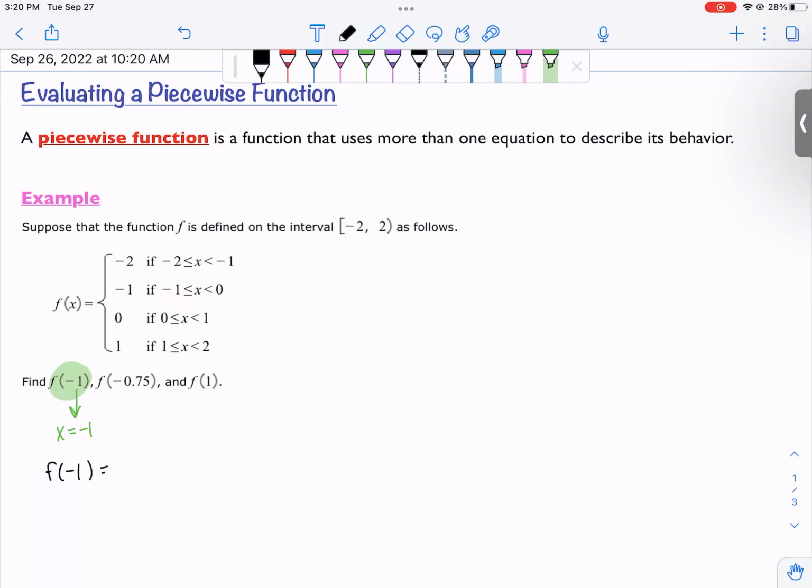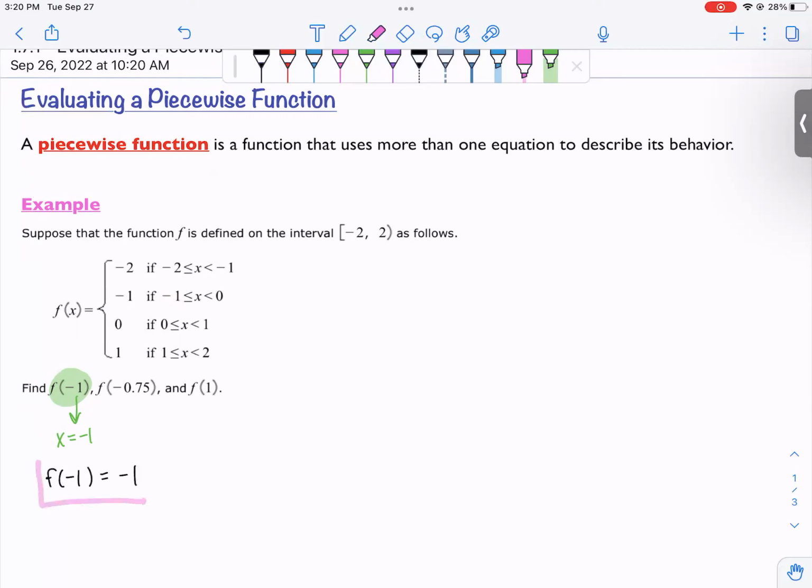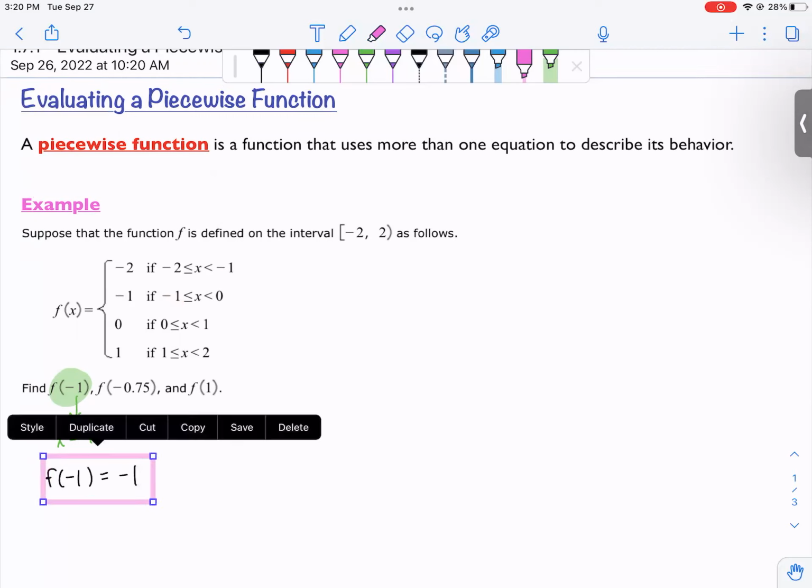That piece is just -1. There's no x to plug in at all. This is a step function. There's nothing to plug in. The answer is just -1.